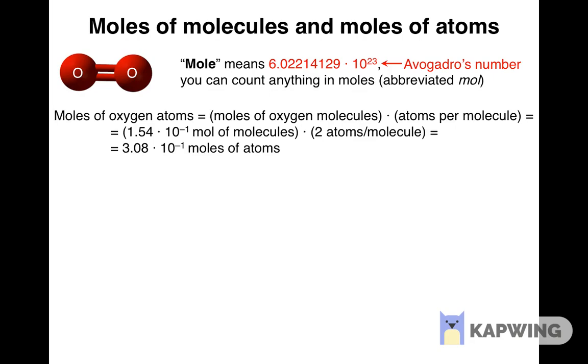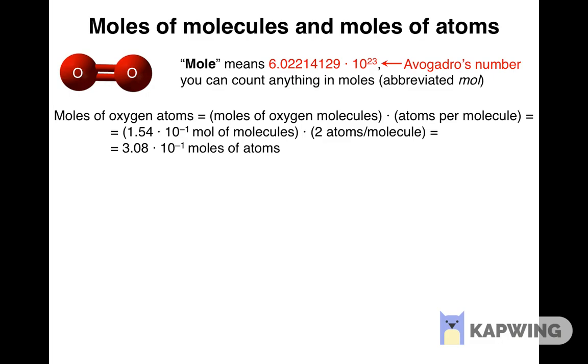Number of moles of oxygen atoms is number of moles of oxygen molecules times the number of oxygen atoms per oxygen molecule. So 1.54 times 10 to the minus first power moles times 2 oxygen atoms per molecule. And that gives us a value of 3.08 times 10 to the minus first power moles of oxygen atoms.